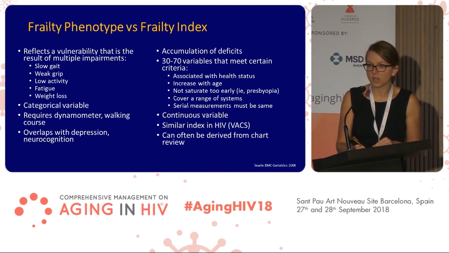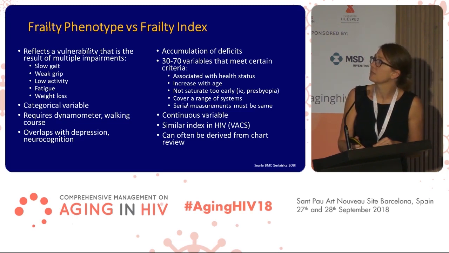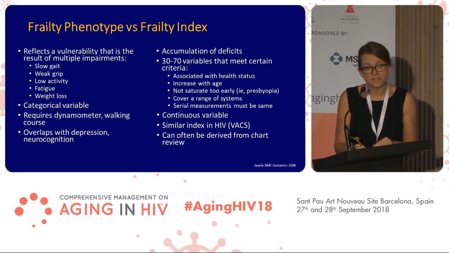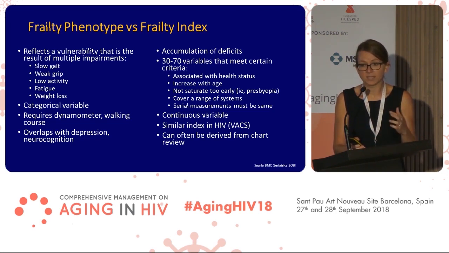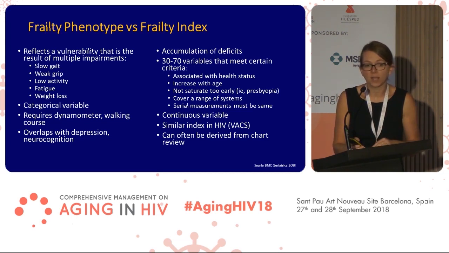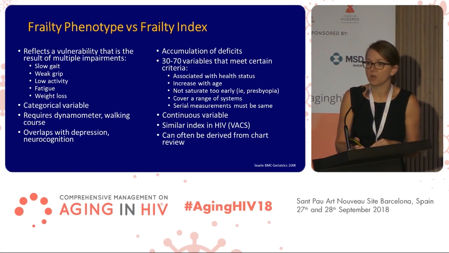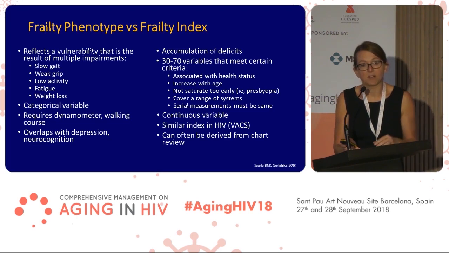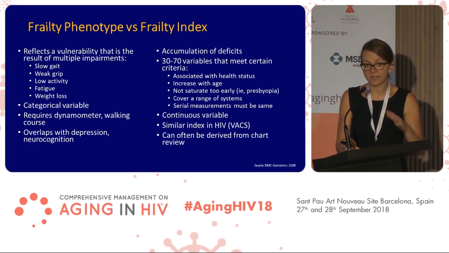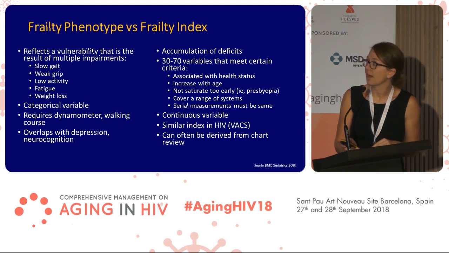And the variables have specific characteristics, such as they have to be associated with health status. They tend to increase with age, but don't become oversaturated. So for example, someone that has presbyopia and requires glasses as they get older wouldn't necessarily mark a vulnerability, so that wouldn't be a variable, whereas other variables might be included. Importantly, these variables also must cover a range of different symptoms, and if it is repeated over time, then the same index needs to be used each time.